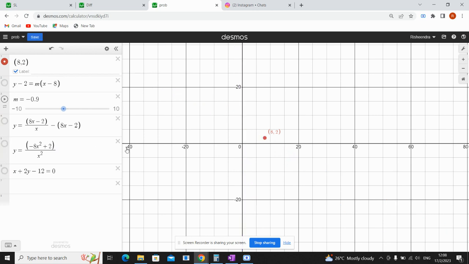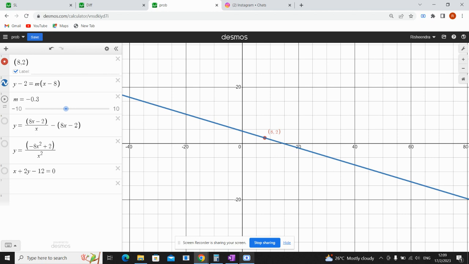I'm hiding all the lines just to make it visible. There is this point 8 comma 2. We have to write the equation y minus y1 equals m into x minus x1, the equation of this line. This line passes through the point 8 comma 2 and can change its slope. As I change the slope, look how it is being changed. See how beautiful that is, how the slope is changing.